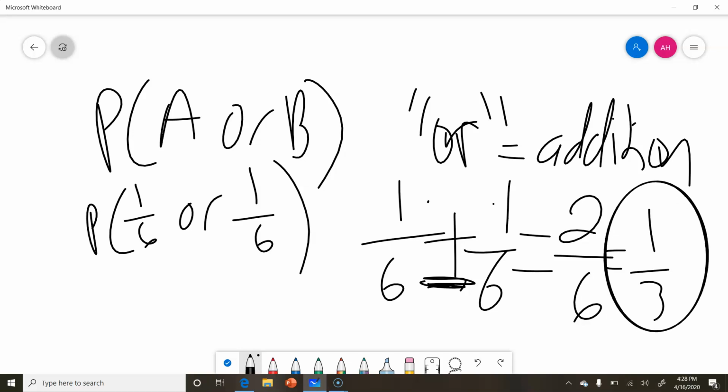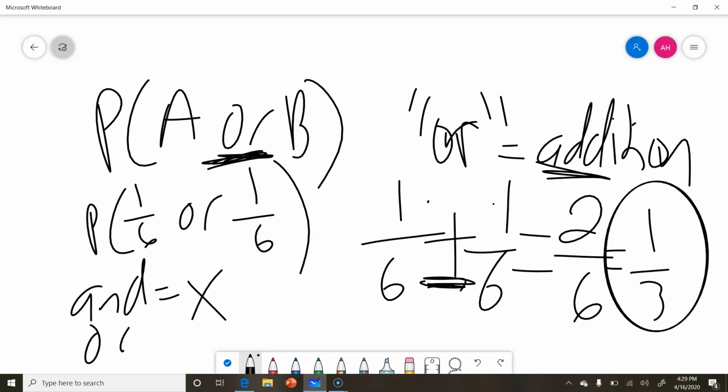Okay? So I just want to say that at the outset. Or is add, and is multiply. And equals times, or equals plus. Okay, so just keep that in your mind when you do the homework for today. That'll be a great place to start.